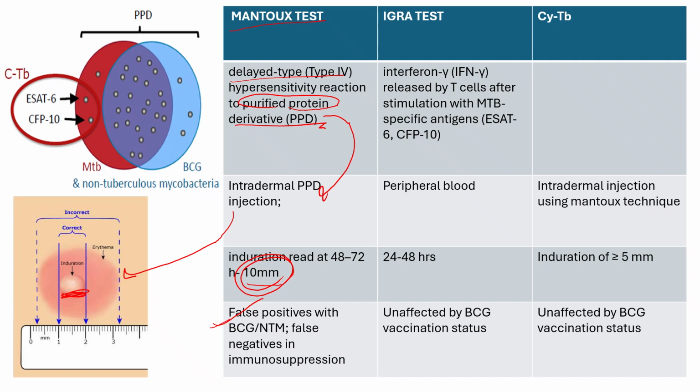Problem is that false positives can be there in cases of BCG and NTM, meaning all individuals vaccinated with BCG or infected with NTM will be positive. False negative in immunosuppression. IGRA test.